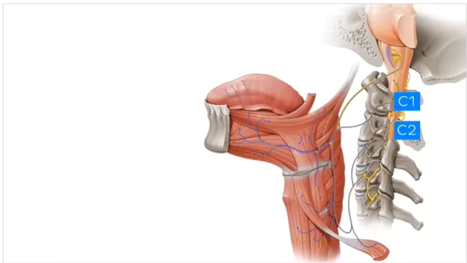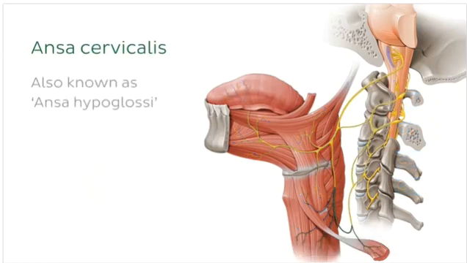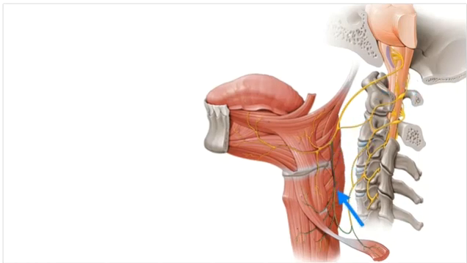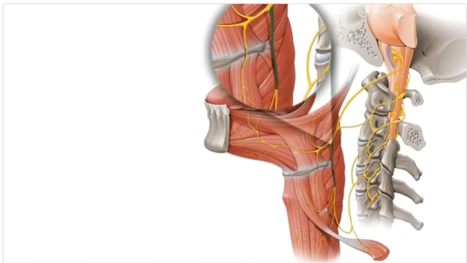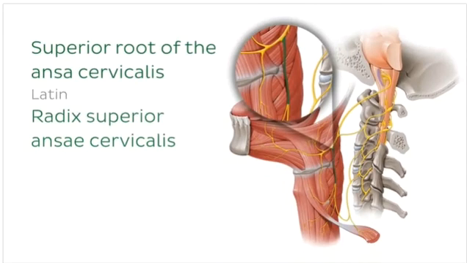And they're continuous with fibers from the C2 to C4 spinal nerves, forming a circuit known as the ansa cervicalis, which used to also be referred to as the ansa hypoglossi. As the hypoglossal nerve travels down and passes between the internal carotid artery and the internal jugular vein, many of the nerves originating from the C1 spinal nerve, but contained within the sheath of the hypoglossal nerve, branch away as seen here. And this is known as the superior root or the radix of the ansa cervicalis.